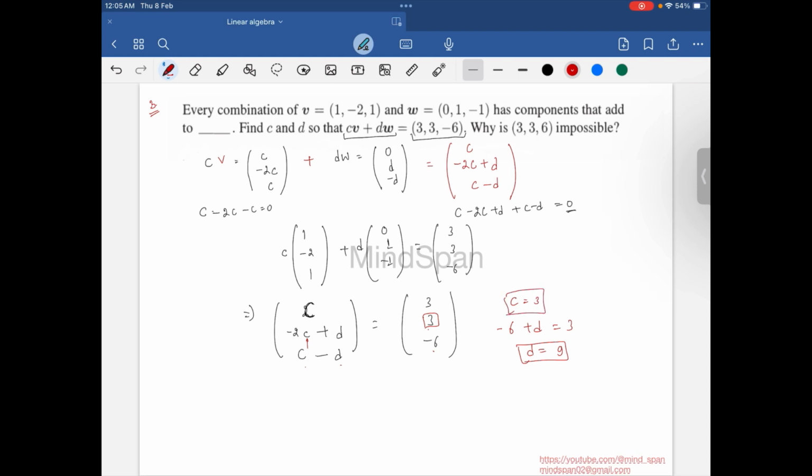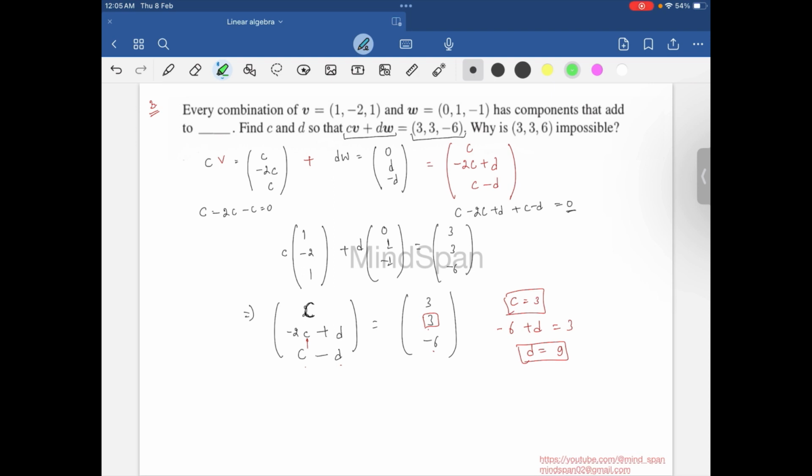So you can check it, you can directly put here c equals 3 and d equals 9. So what we will get is 3, and minus 6 plus 9, we will get 3, and 3 minus 9, we will get minus 6. So we are correct. And now the question is why 3, 3, 6 is impossible. The question is asking that if we are taking this particular combination, can we get this 3, 3, 6? And why is it not possible to get 3, 3, 6?